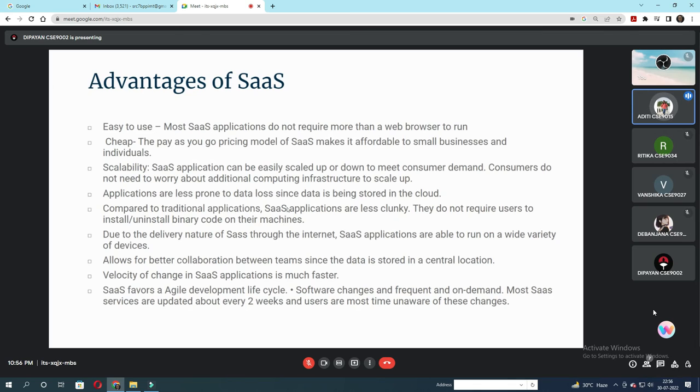The velocity of change in SaaS applications is much faster. And the last one is that SaaS favors an agile development life cycle. Software changes are frequent and software is on demand. Most SaaS services are updated about every 2 weeks, and users are most of the time not bothered by these changes. Next slide.